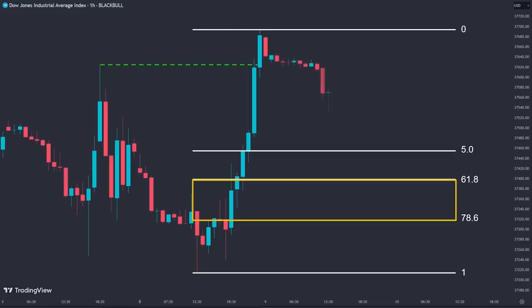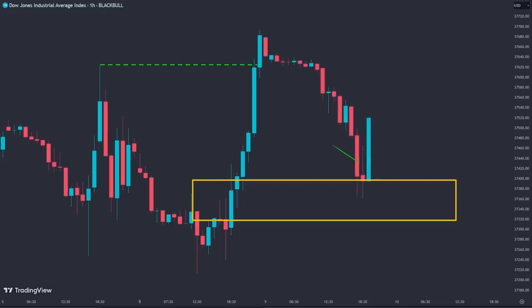Now let's see what price action signals we get. Here we have a momentum bearish candlestick followed by an indecision candlestick.